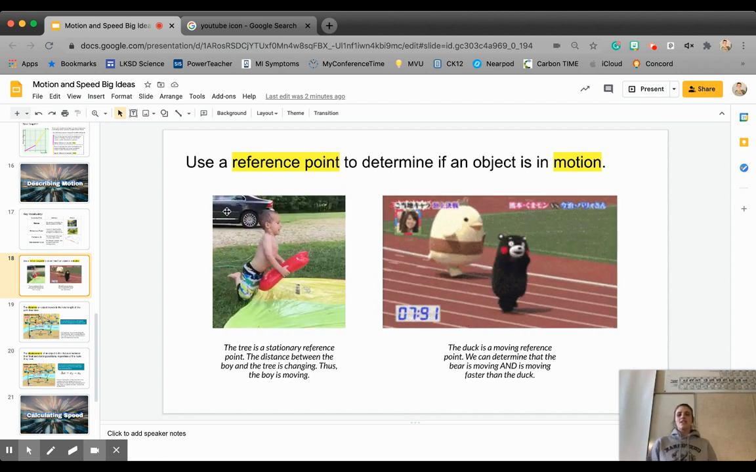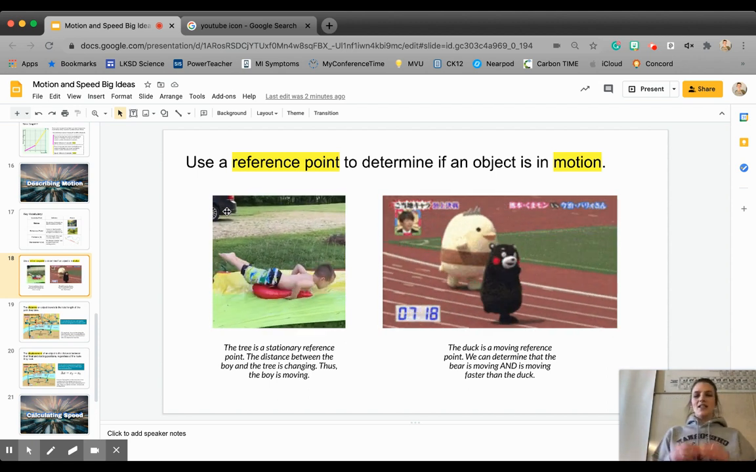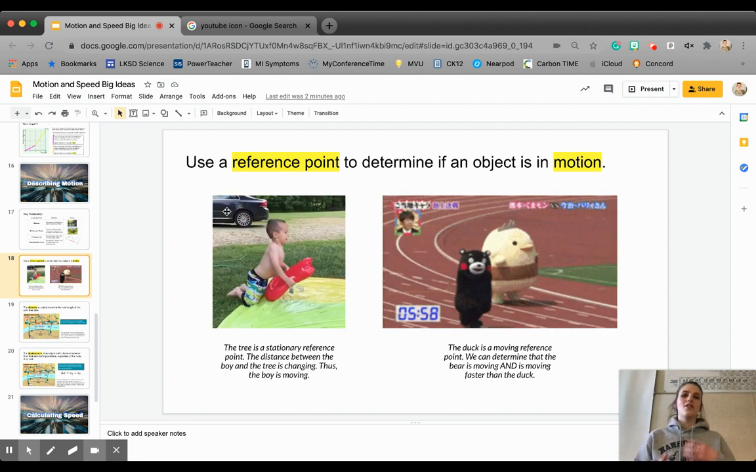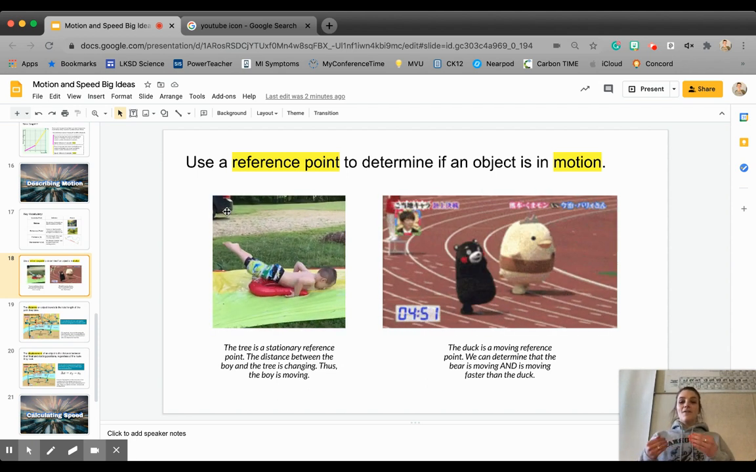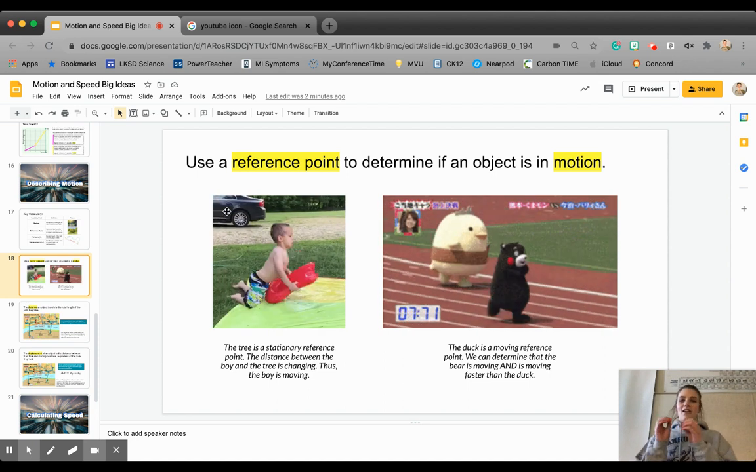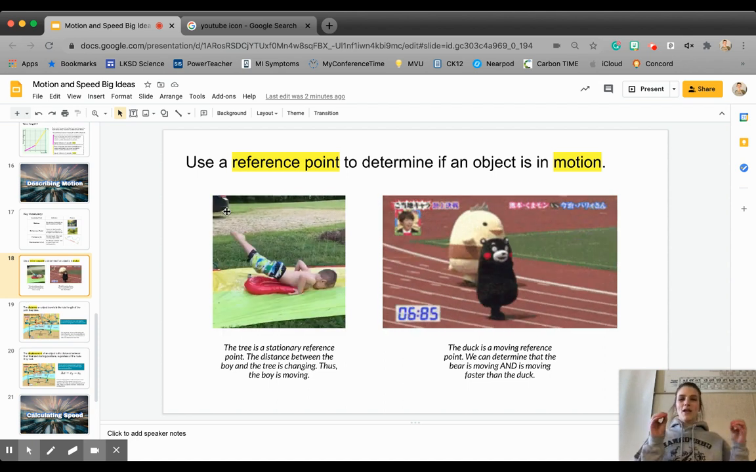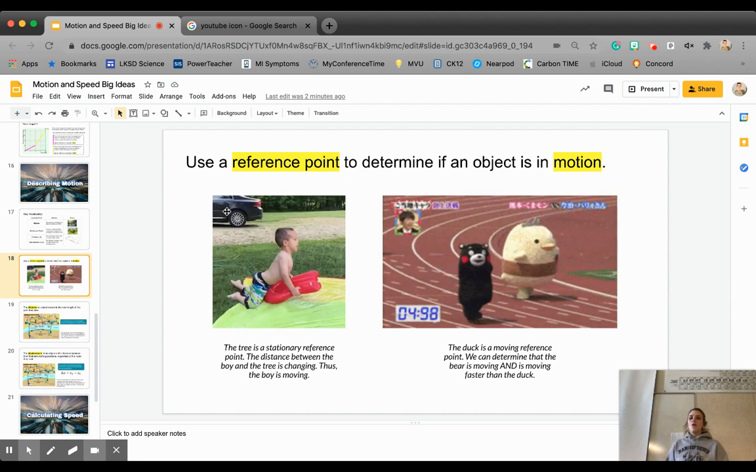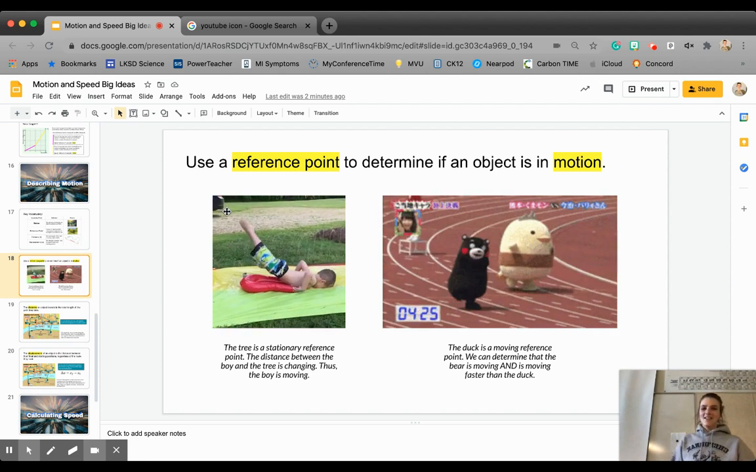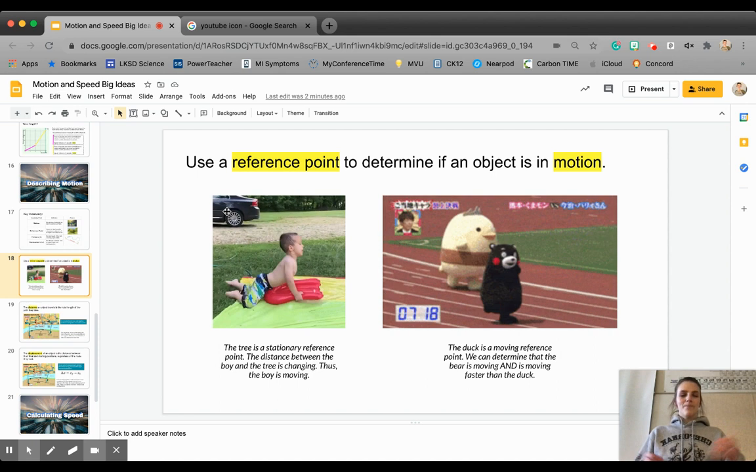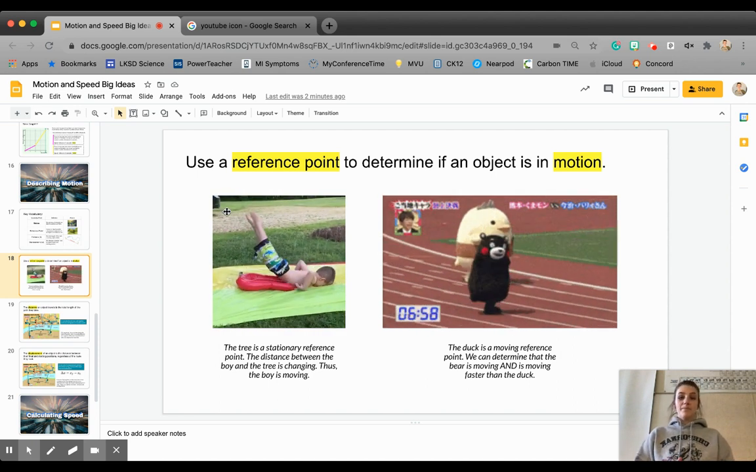What we look for is if the position of the object is changing compared to that reference point. So compared to that tree or compared to that car. If the object is getting closer to the reference point or if the object is getting farther away from that reference point, then we can say the object is in motion. So that little boy, as he's sliding on the slide, unfortunately, he is getting closer and closer to the tree. So we can say that the boy is in motion.